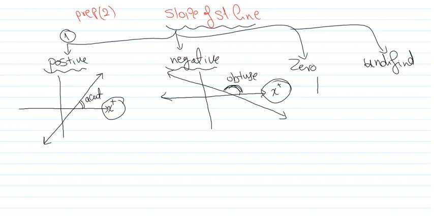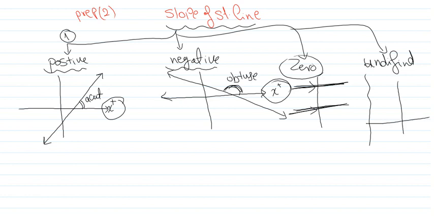But if the straight line is parallel to the x-axis like this, there is no slope. This is parallel to the x-axis, so the slope is zero. Or if we make the straight line perpendicular to the x-axis and parallel to the y-axis, it is undefined.